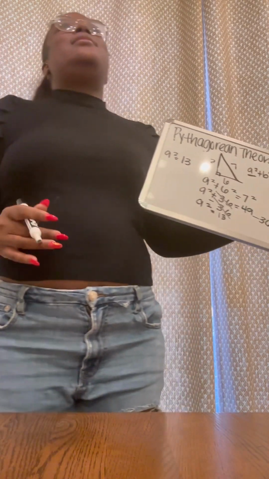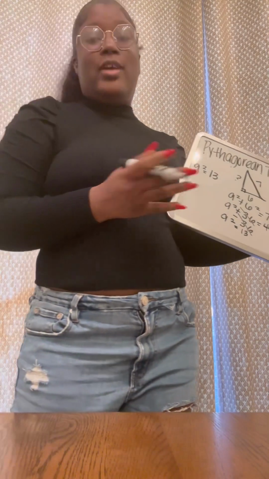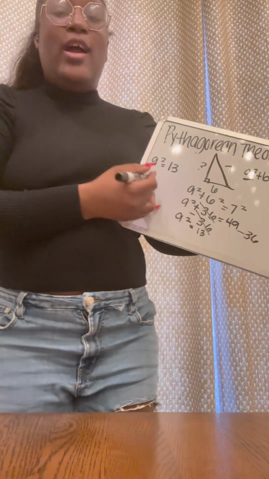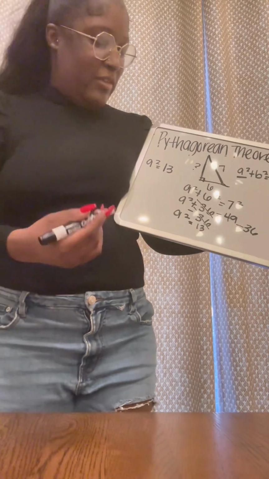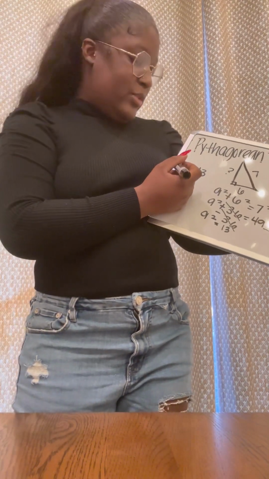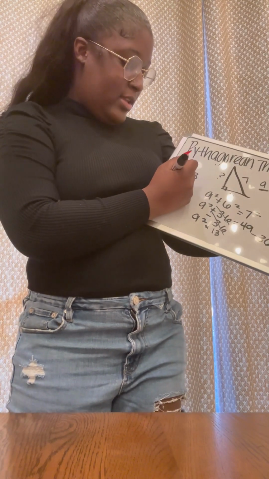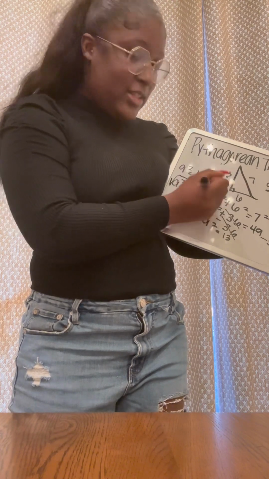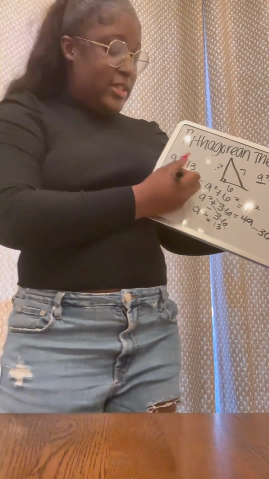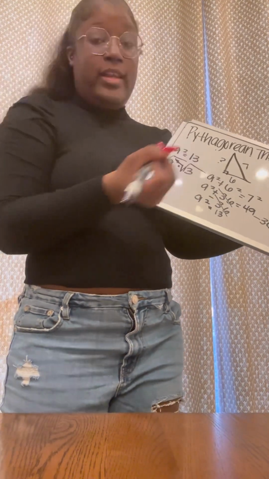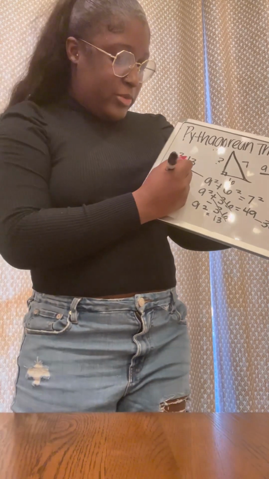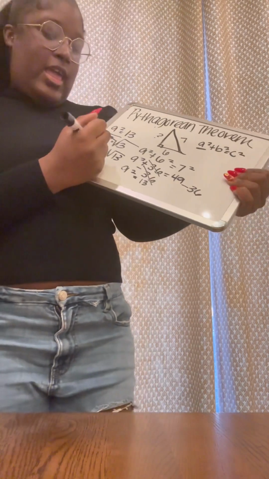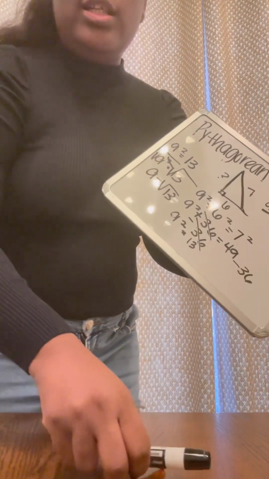I just told you guys what to do. So to get rid of the square, we're going to need to do the square root of each side, okay? So we're going to do a squared is equal to 13, and we're going to do the square root of each side. And then that's going to get the a by itself and eliminate that square. So we're going to do a is equal to the square root of 13. And that is going to be a decimal.